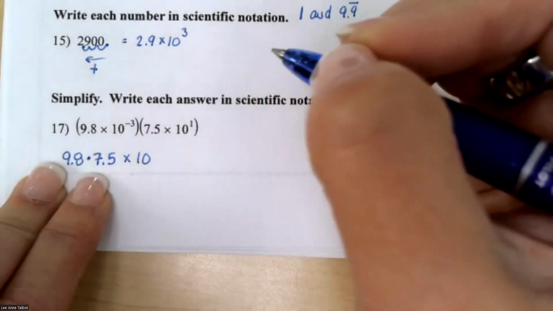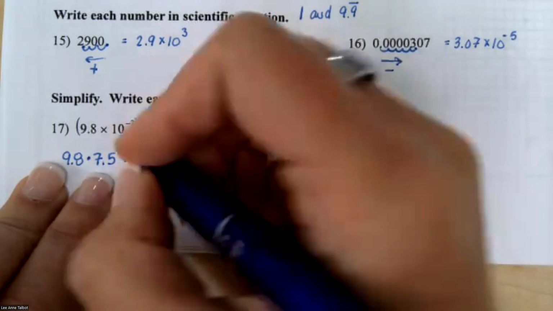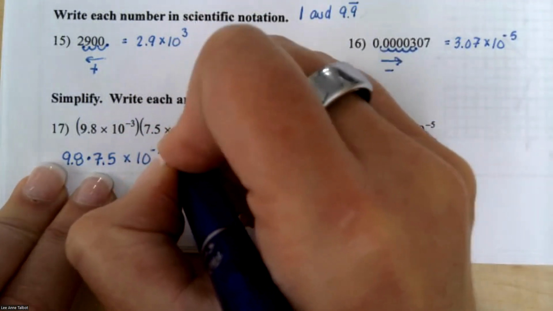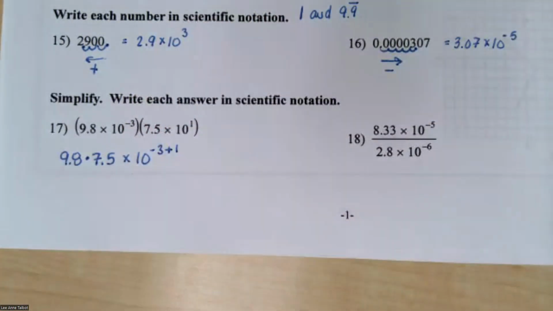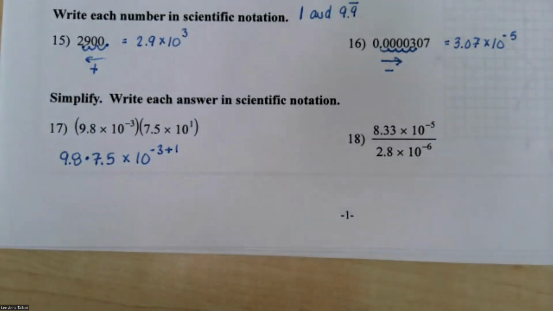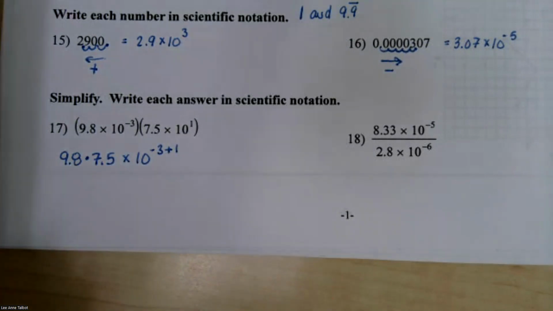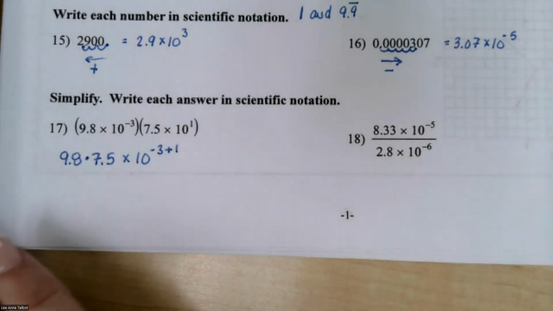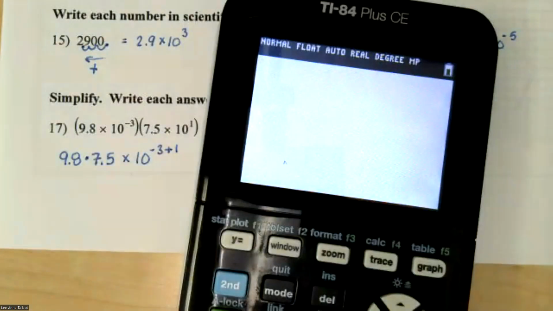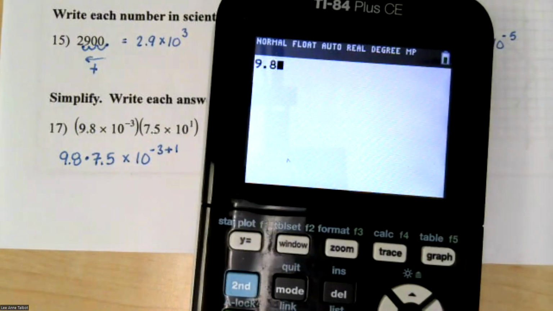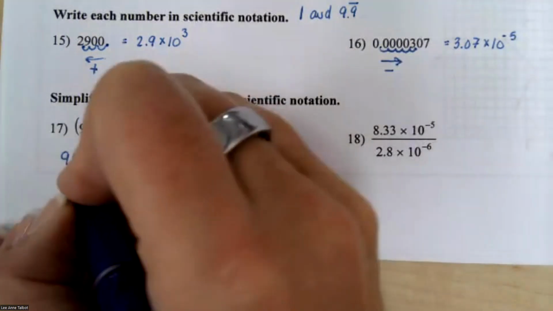times 10. And then add the exponents, negative 3 plus 1. I'm showing all my work here because it's the review notes. So I want you to see exactly what happened. Okay, so calculator time. 9.8 times 7.5, 73.5.